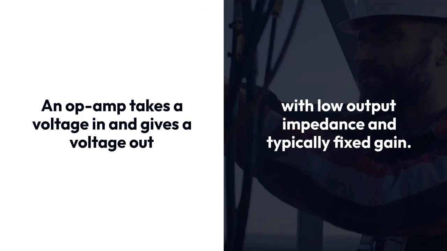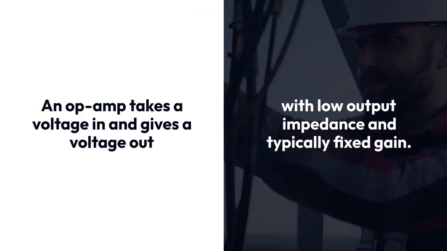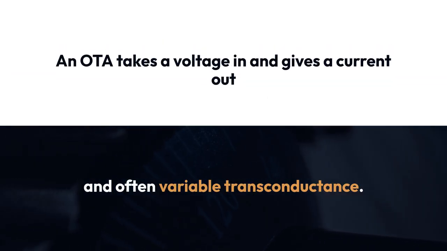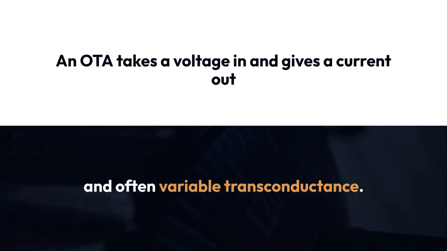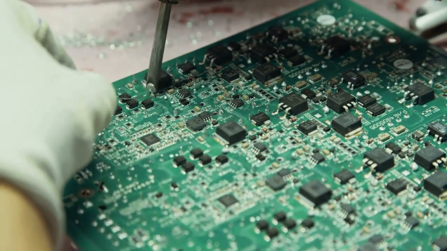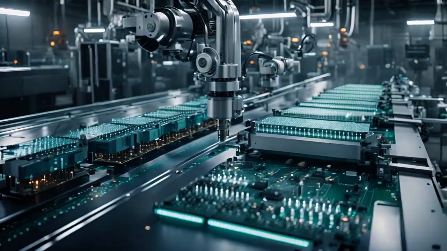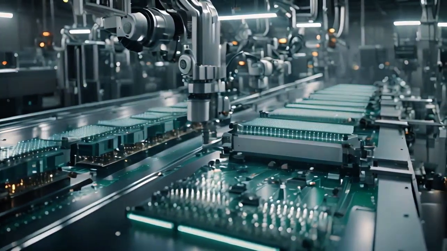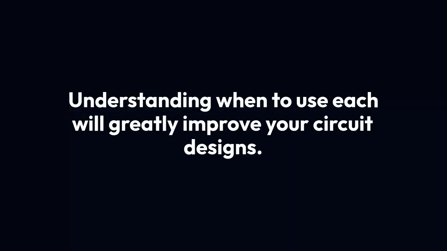So, to summarize the core distinctions simply, an op-amp takes a voltage in and gives a voltage out, with low output impedance and typically fixed gain. An OTA takes a voltage in and gives a current out, with high output impedance and often variable transconductance. Both are fundamental building blocks in electronics, but they serve different purposes due to their distinct output characteristics and impedance profiles. Understanding when to use each will greatly improve your circuit designs.